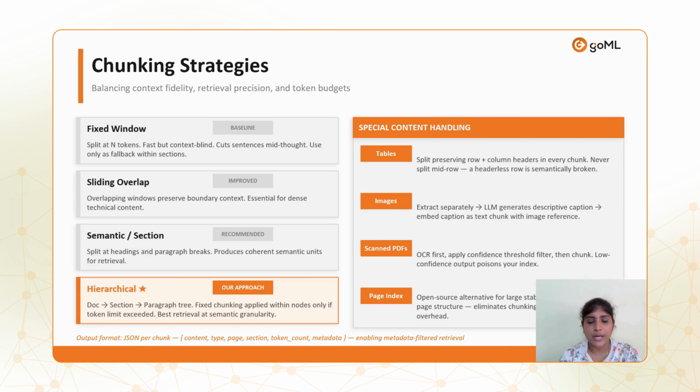Then comes sliding overlap chunking. It adds token overlap between consecutive windows to preserve boundary context better than fixed window chunking. Then comes semantic or section chunking, mostly preferred. It splits at natural boundaries like headings, paragraph breaks. It gives you semantics, and we usually recommend it.